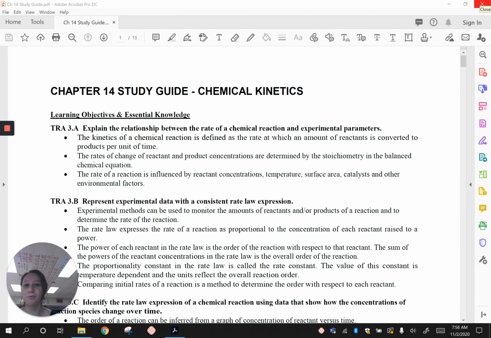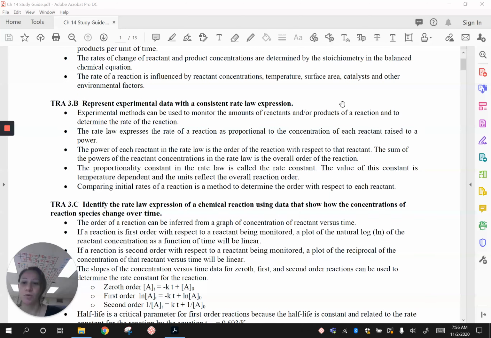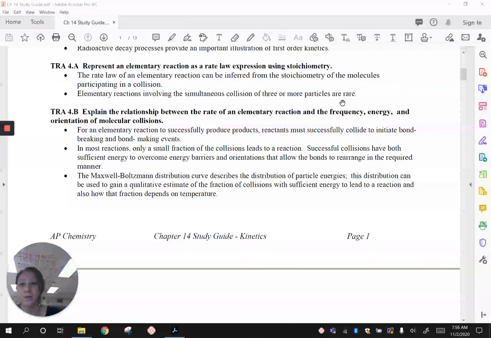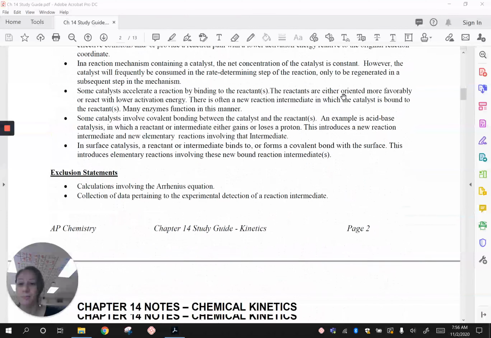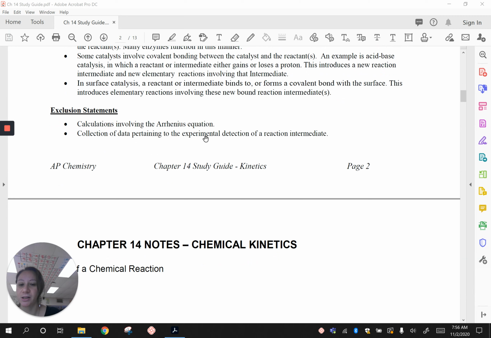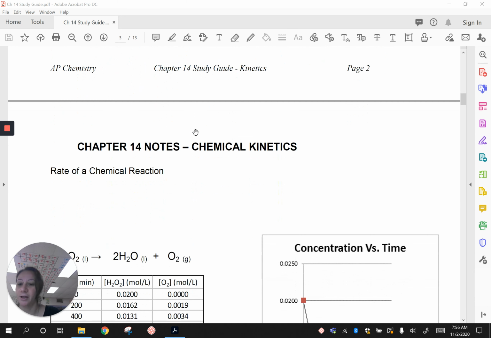Today we're going to start chapter 14, which talks about chemical kinetics. Chemical kinetics have to do with reaction rates, how fast a reaction occurs. As always, we have our learning objectives, which are really important. Make sure that you read over those, especially before a test or before the exam. We have a couple of exclusion statements as well. These are things that are out of the AP exam.